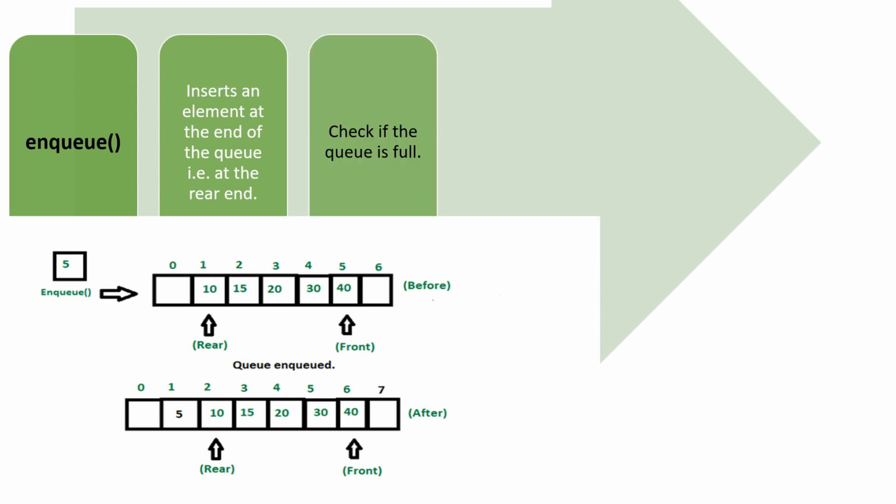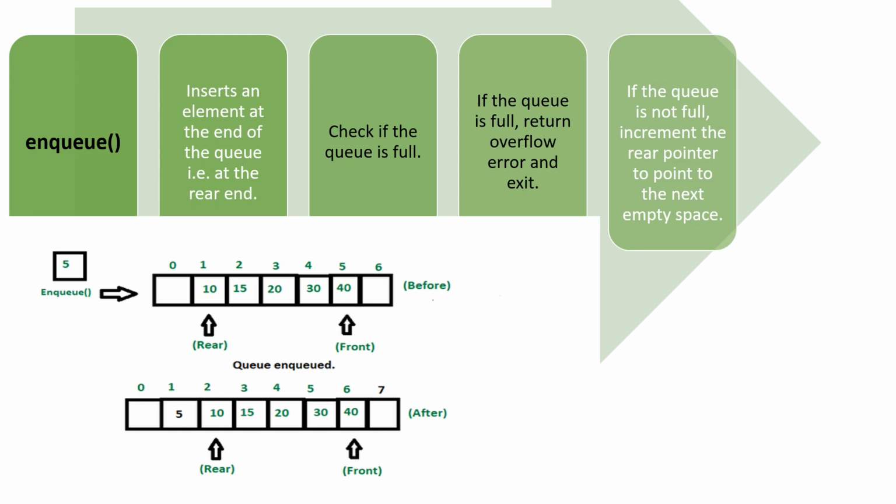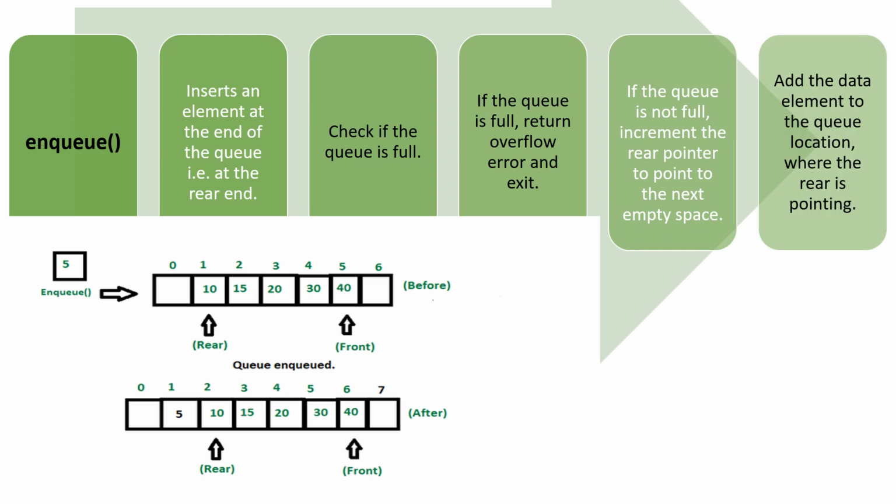And it checks if the queue is full. If the queue is full, then return overflow error and exit. If the queue is not full, increment the rear pointer to point to the next empty space and then add the element to the queue location where the rear is pointing. So now if you are adding the element 5 to the queue, it is done at the rear end where 5 is added before the element 10. So this is an example we can understand from that.